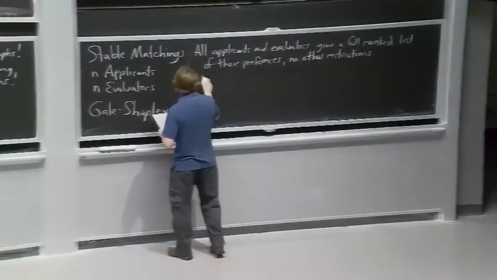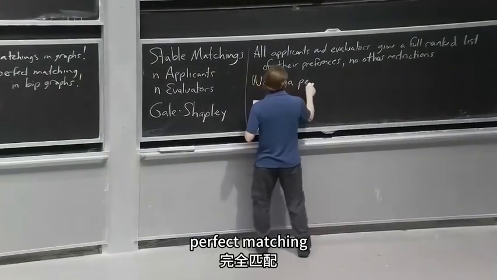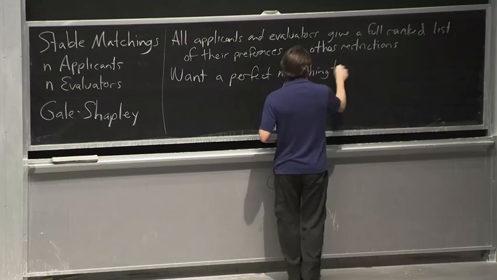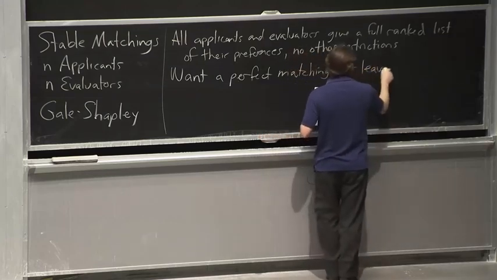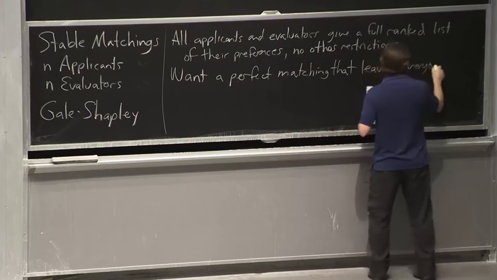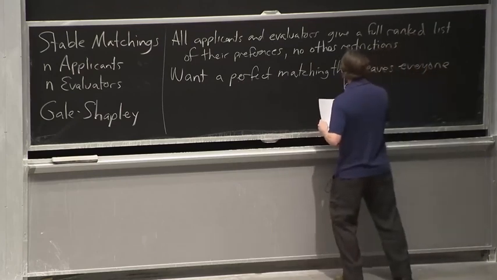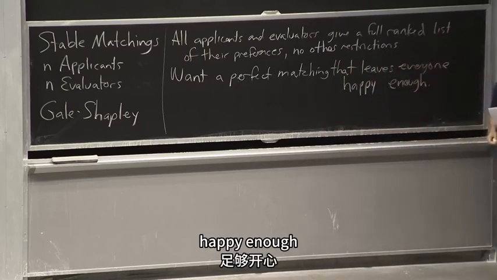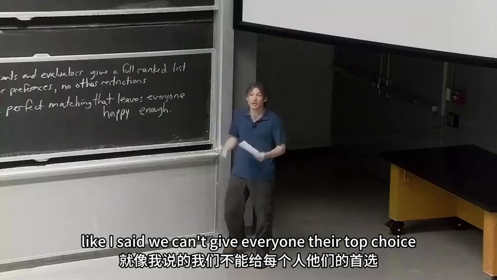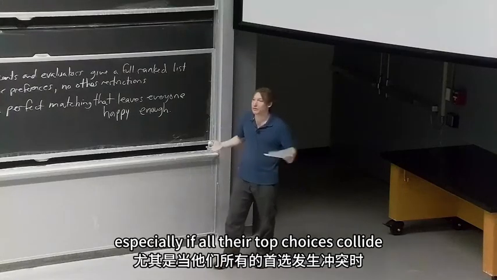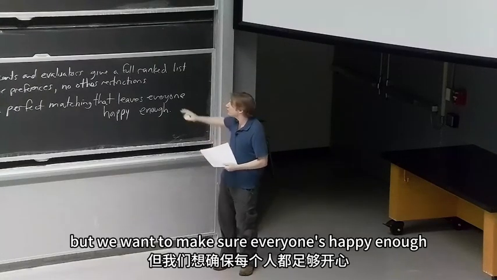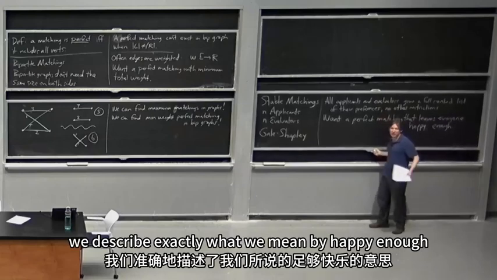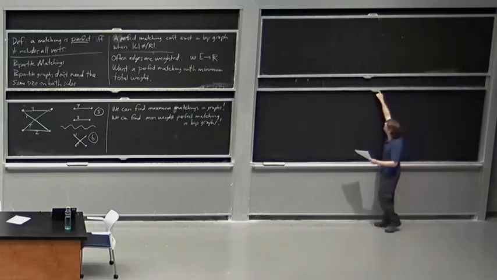And we want a perfect matching that leaves everyone happy. Happy enough. Like I said, we can't give everyone their top choice, especially if all their top choices collide. But we want to make sure everyone's happy enough. And so let's look at an example before we describe exactly what we mean by happy enough.